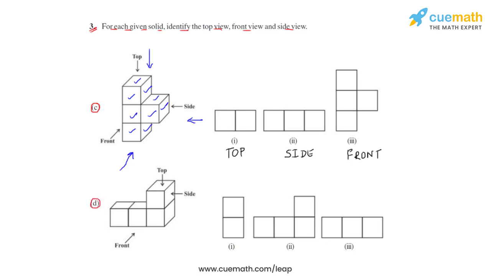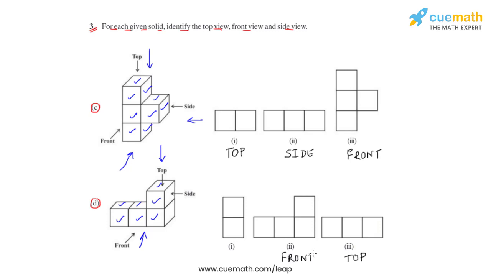If we again observe the figure from the top, that is this part, we'll see that these are the three squares which would be visible, which is there in the third diagram. So we'll say that the third diagram would give us the top view of the solid given in the question. Again, if we see the solid from this end, the front view, we'll see that these are the four boxes which would be visible, hence making the second figure the front view of the solid.